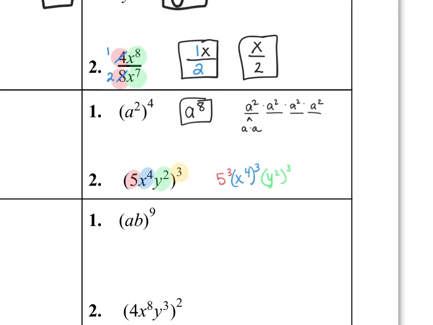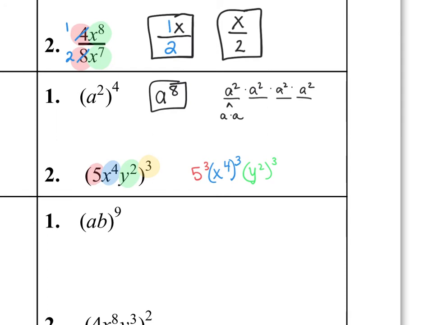And so I can do each of these problems individually. 5 to the 3rd power means to do 5 times itself 3 times. So 5 times 5 times 5. 5 times 5 is 25, times another 5 is 125. x to the 4th to the 3rd, power to a power. My shortcut tells me I can multiply my exponents. x to the 12th. y to the 2nd to the 3rd power. Again, my shortcut tells me I can multiply my exponents. y to the 6th. My final answer is 125, x to the 12th, y to the 6th.